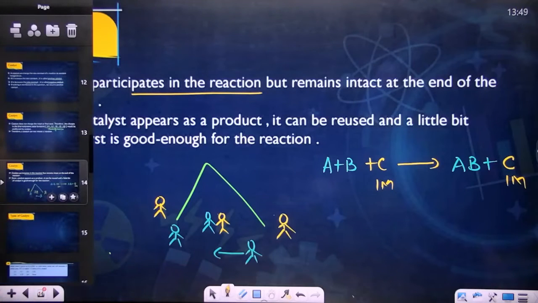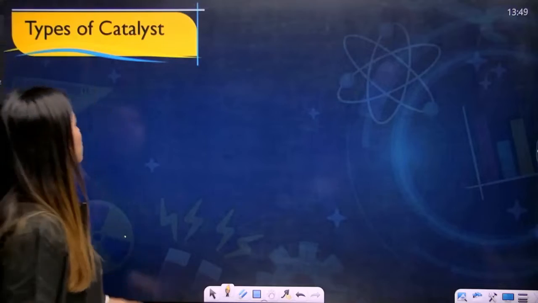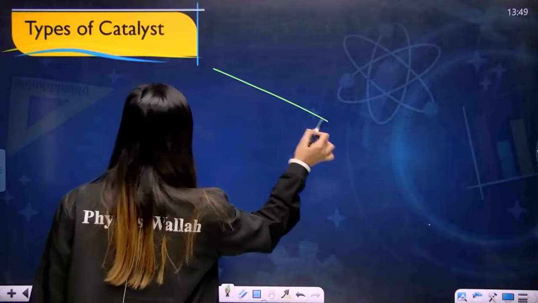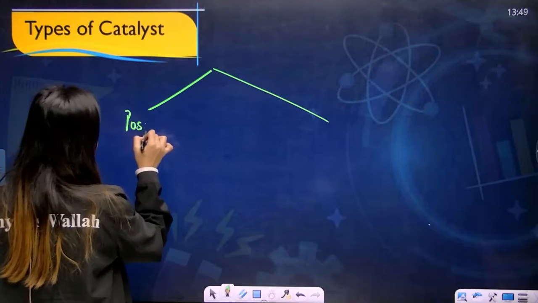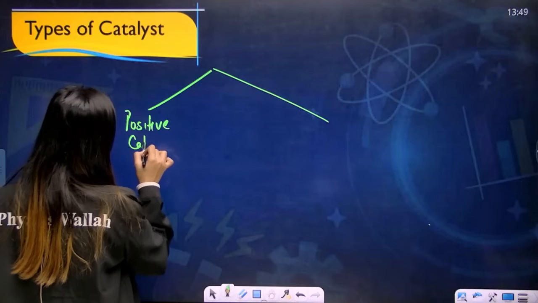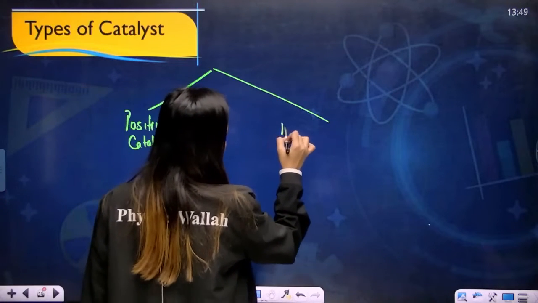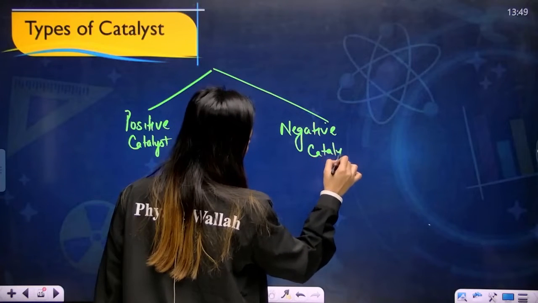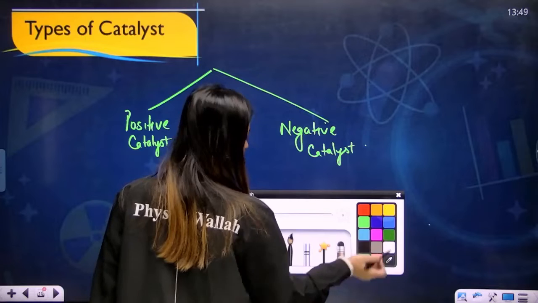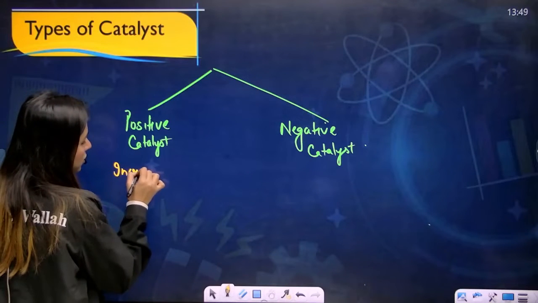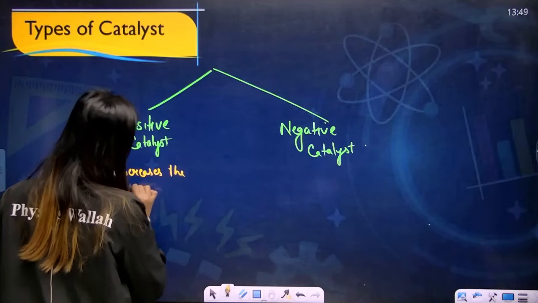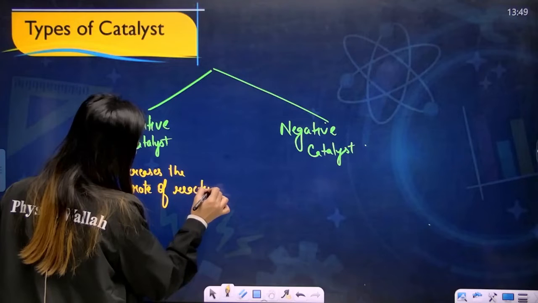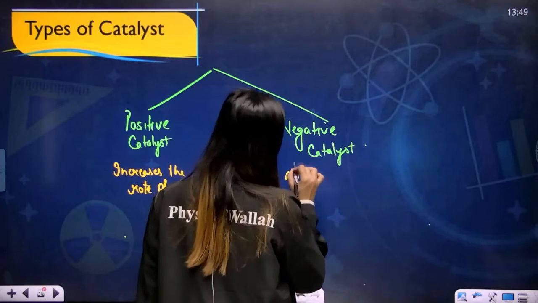Okay, perfect. Now my dear students, if you talk about the types of catalyst, you majorly have two types of catalysts: positive catalyst and negative catalyst. A positive catalyst increases the rate of the reaction and a negative catalyst decreases the rate of the reaction.